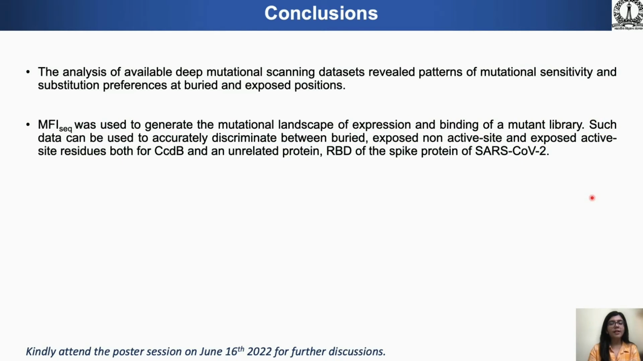To conclude, the analysis of available deep mutational scanning datasets revealed patterns of mutational sensitivity and substitution preferences at buried and exposed positions. MFI-seq was used to generate the mutational landscape of both expression and binding of the mutant library, and this was used to discriminate between buried, exposed non-active site, and exposed active site residues for CcdB, as well as for the RBD of the spike protein of SARS-CoV-2.